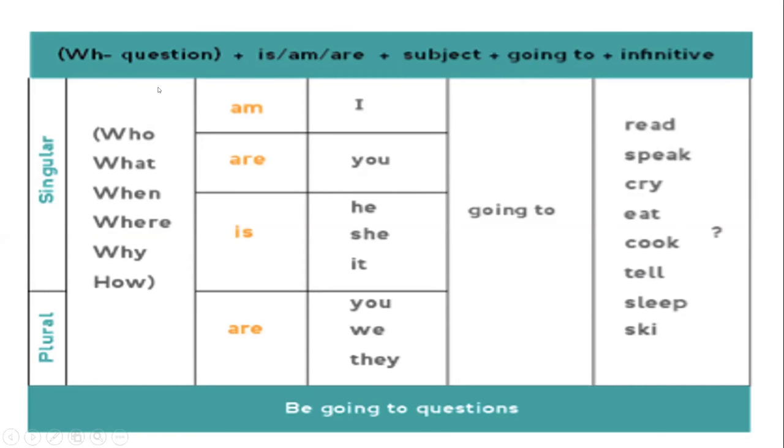But the formula here is the WH word plus the right form of the verb to be for the subject pronoun. Who am I? What are you? When is he? Where is she? Why is it? How are you? How are we? How are they? Going to, and then the infinitive of the verb. Read, speak, cry, eat, cook, tell, sleep, ski. So this is the main verb of the sentence in this case.